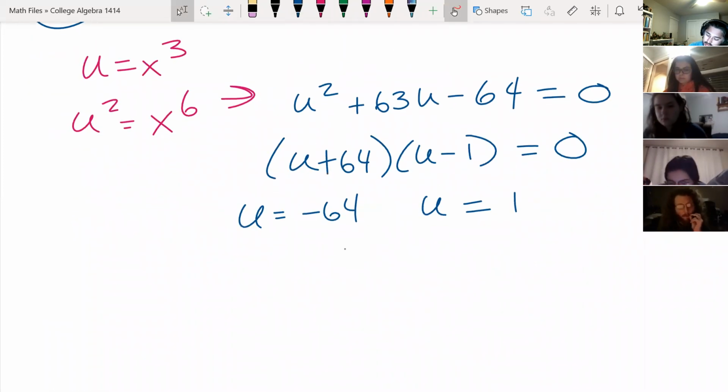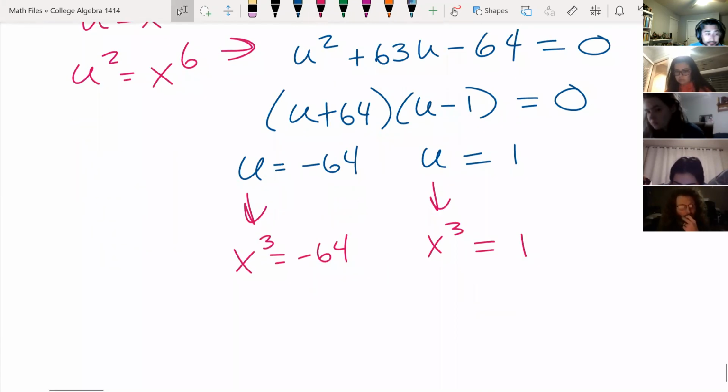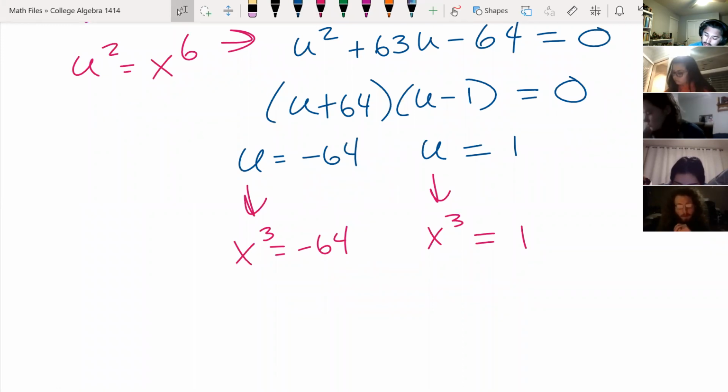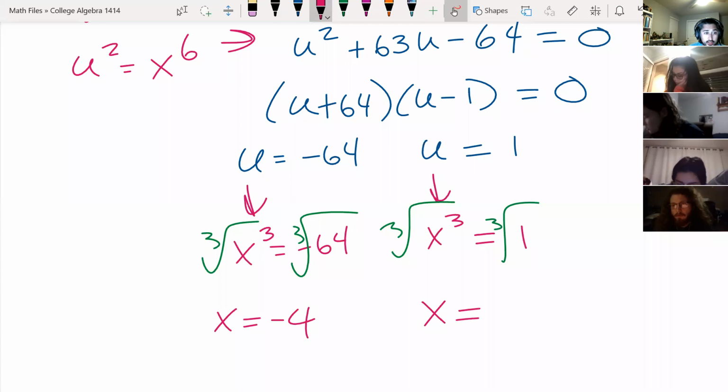Then bring back U: x cubed equals negative 64, and x cubed equals 1. Then you cube root both sides. The cube root of negative 64 is negative 4, and the cube root of 1 is 1.